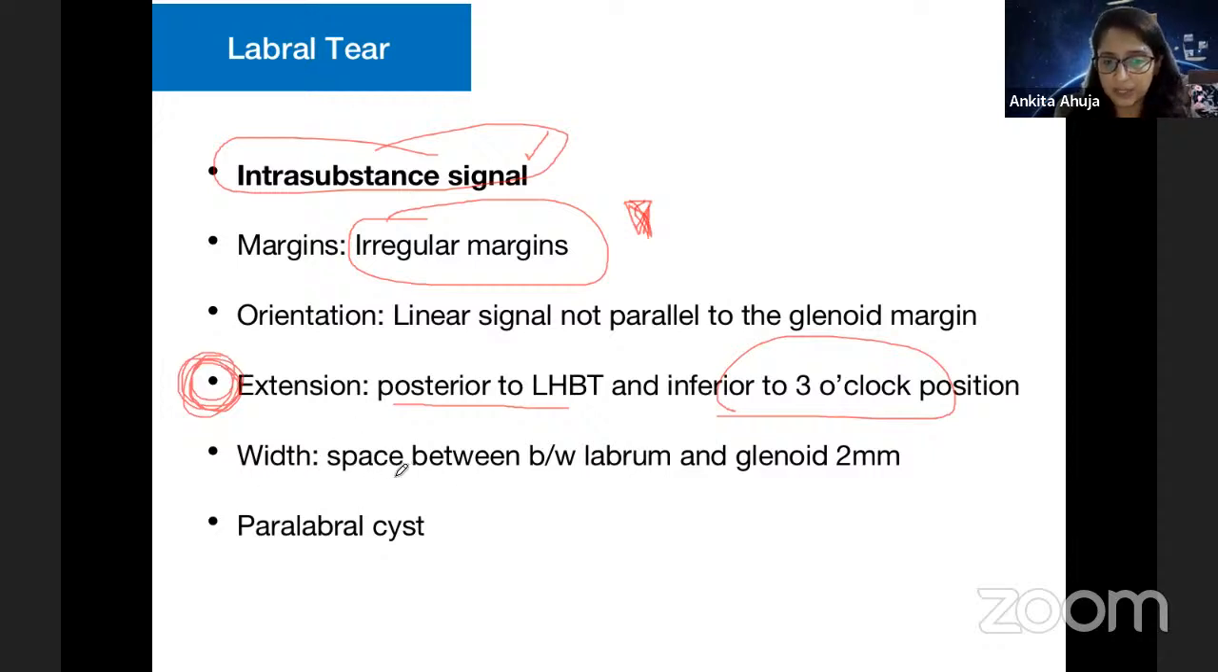Then if the space of fluid between the labrum and glenoid is 2 millimeters, this is just eyeballing. We don't just go by measurements. It's more eyeballing and experience. And lastly, our very friend, the paralabral cyst, like the parameniscal cyst. If you see this, then you know you are dealing with a labral tear.